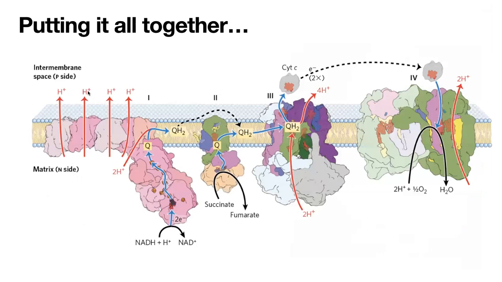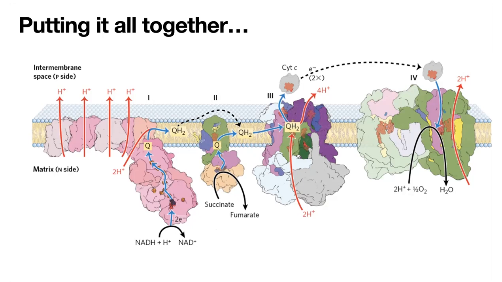Putting it all together, we can think of these 4 complexes. We have complex 1. We're going to take electrons from NADH and pass them off to Q. This takes our ubiquinone and gives us ubiquinol in our Q pool. We can also give electrons to Q through succinate dehydrogenase, or complex 2, which is the same succinate dehydrogenase that we had in the electron transport of our citric acid cycle. This is another way we can give electrons to Q.